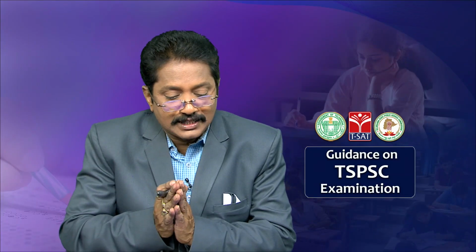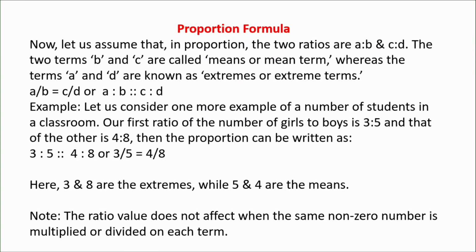Is it clear? Okay. Very important thing, what is the proportional formula? Now, let us assume a proportion of two ratios, that is A is to B is one ratio, C is to D is another ratio. The two terms B and C are called means or mean terms, whereas A and D are known as extremes or extreme terms.